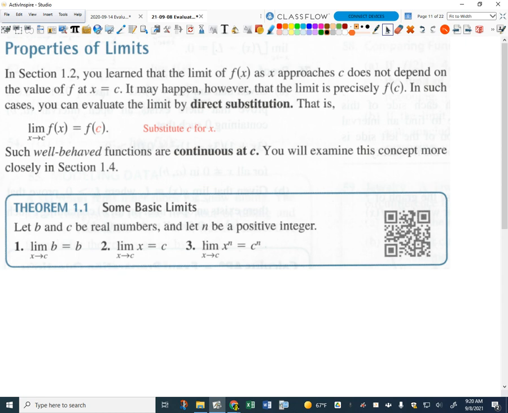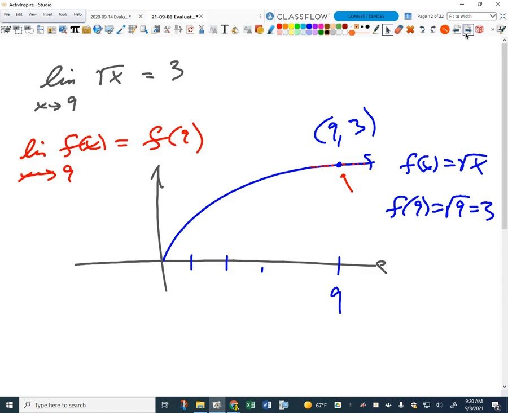If we know that the limit of x as x approaches c, it doesn't depend on the value of the function at c. It just depends on the value that we are approaching. However, oftentimes the value that we're approaching is the value of the function there, right, at a certain place. Let's take an example. What if we had, for example, oh man, let's see here.